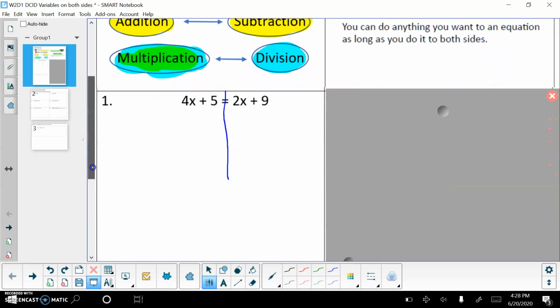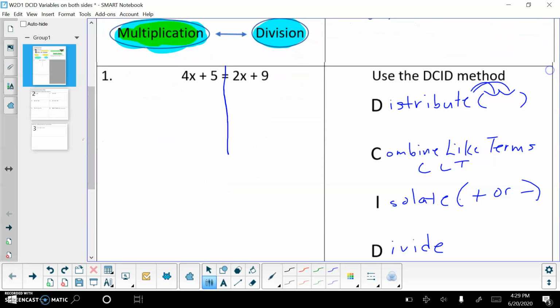The method that we're going to use to do this is called the DCID method. It stands for distribute, combine like terms, isolate through addition or subtraction, and then divide. And actually the last two steps are both isolate steps. If we have to do an isolate step that involves addition or subtraction, we do it before the division step.